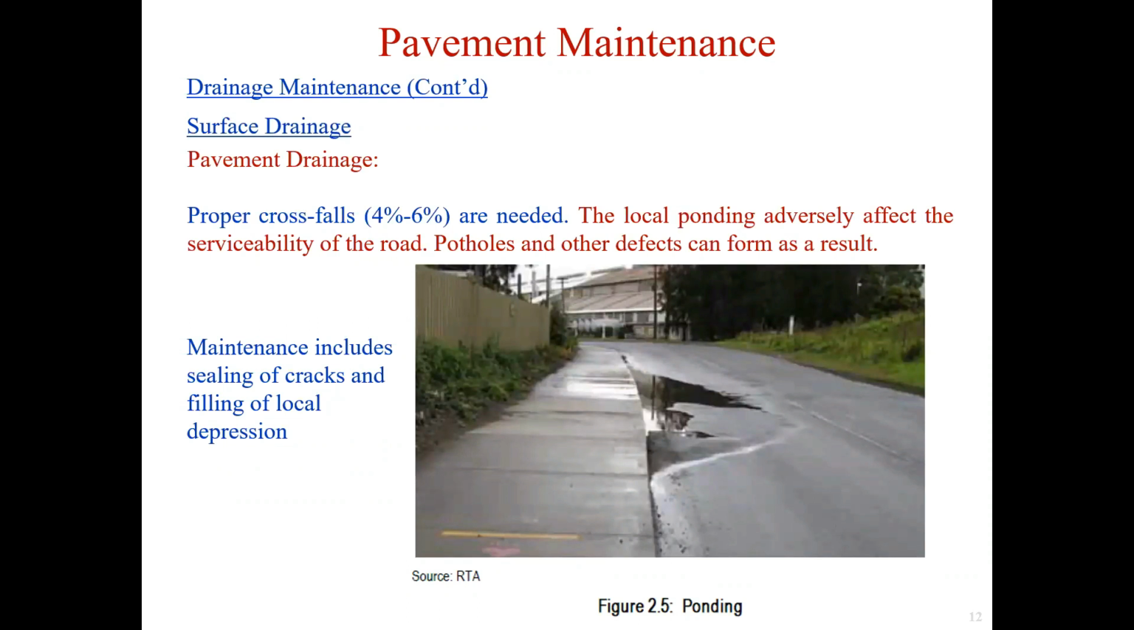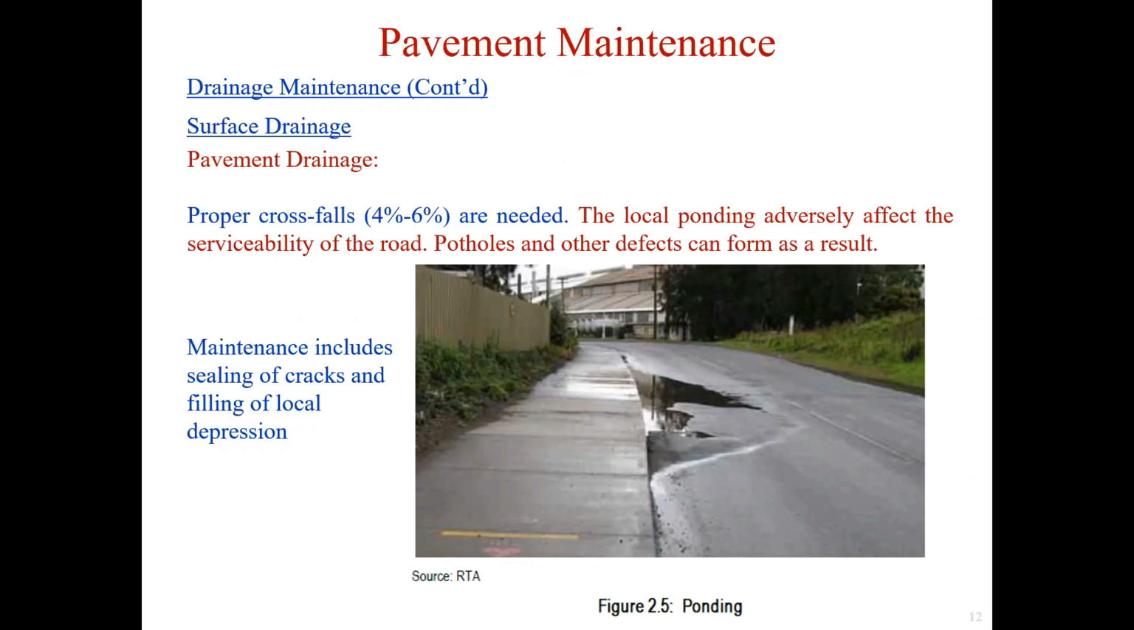For surface drainage, proper crossfalls, normally between 4 to 6%, are needed. Otherwise, a concentrated sheet of water may form, which may adversely affect the serviceability of the road. This may also cause potholes and other defects. On smooth surfaces, high-speed vehicles may aquaplane, resulting in loss of traction and control by the driver.